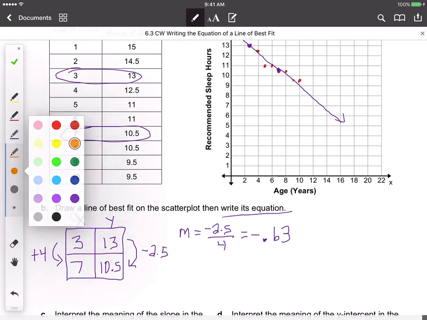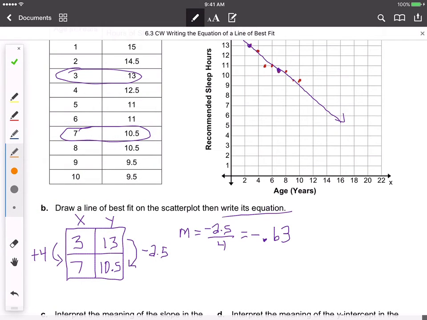Right, for the y-intercept, we'll change colors here. We'll change to orange. We're going to use the equation y equals mx plus b. And we're going to plug in what we know so that we can find out what b is. We have to use a point. I'm going to use the first point, so I'm going to use 13 and I'm going to use 3. We know what our slope is. Our slope is negative 0.63. My x, remember we're using 3 comma 13, so x is going to be 3, and then plus b.